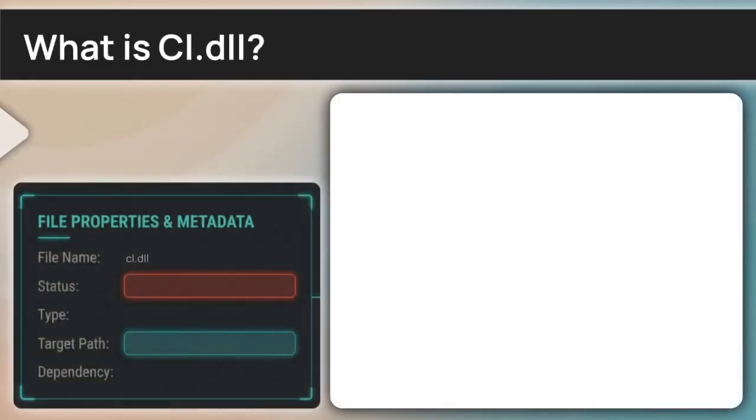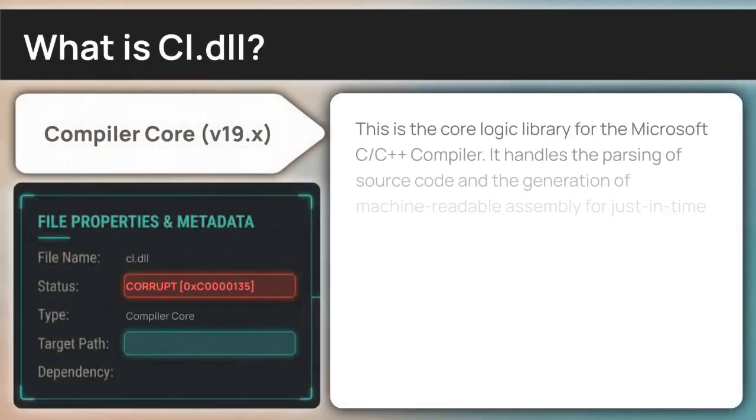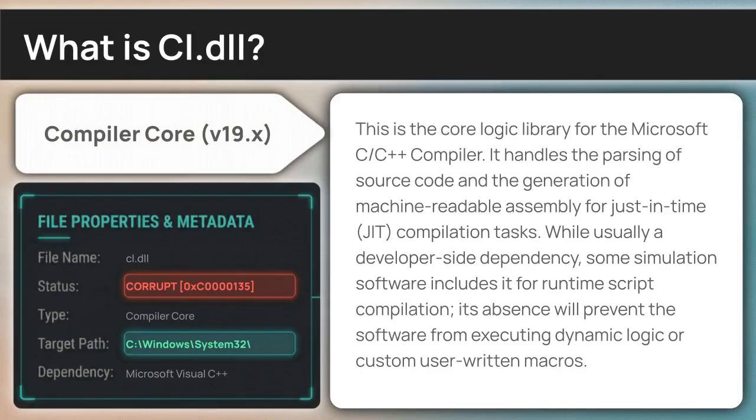This is the Cl library. This is the core logic library for the Microsoft C and C++ compiler. It handles the parsing of source code and the generation of machine-readable assembly for just-in-time compilation tasks. While usually a developer-side dependency, some simulation software includes it for runtime script compilation. Its absence will prevent the software from executing dynamic logic or custom user-written macros.